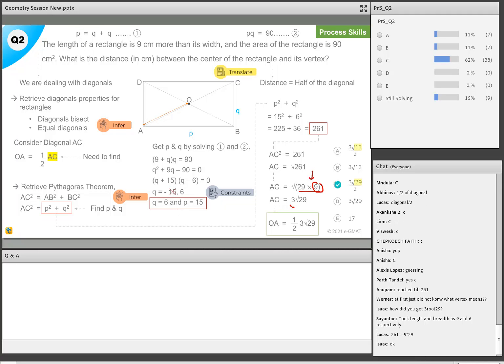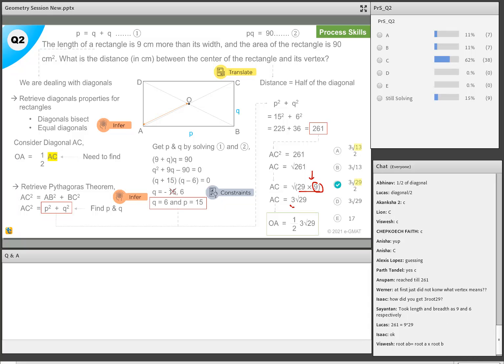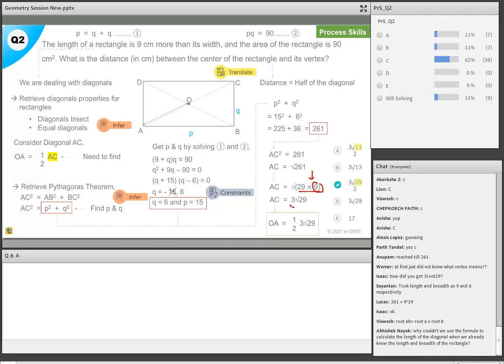You took the length and breadth as 9 and 6. But if you take the length and breadth as 9 and 6, Shantan, would you get the area of the rectangle to be equal to 90? You won't, right? So that is a problem. That's also another area where you can improve.